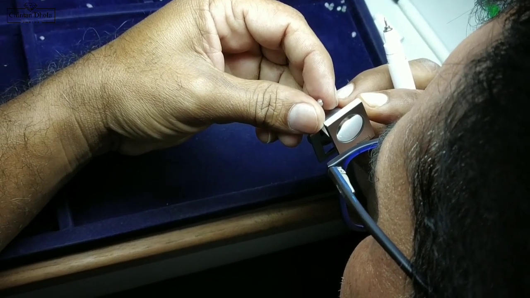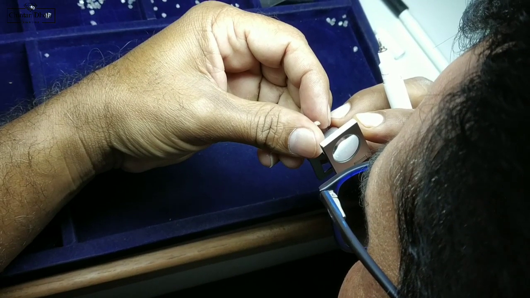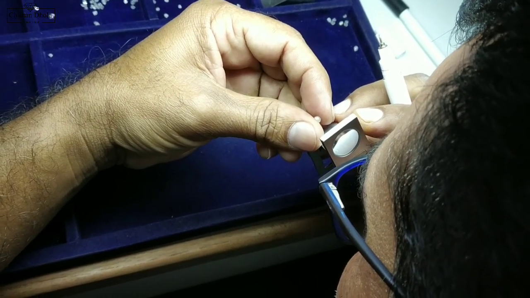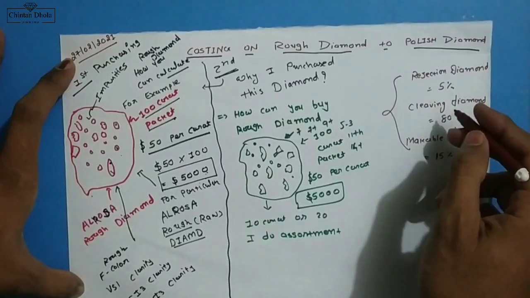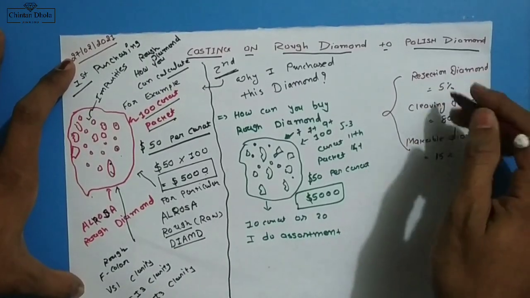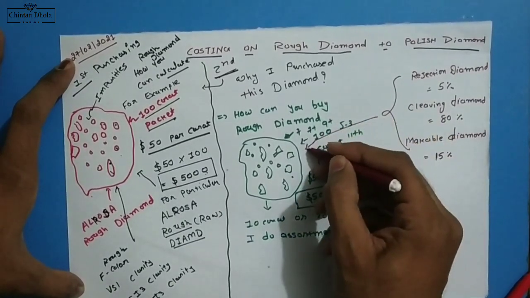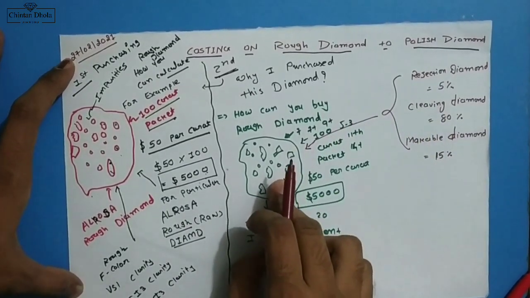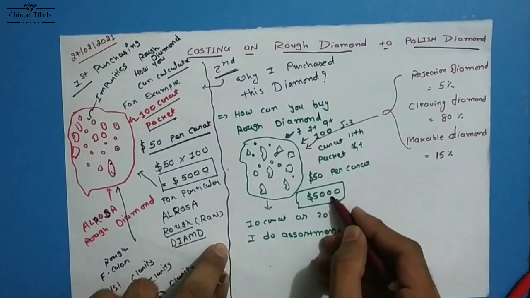Directly we can manufacture it, or directly we can put a plan on that particular diamond. And what is the remaining 15% of makeable diamond? Yeah, firstly we need to see these three criteria, and then after that we purchase this rough diamond. So the price is $5,000.